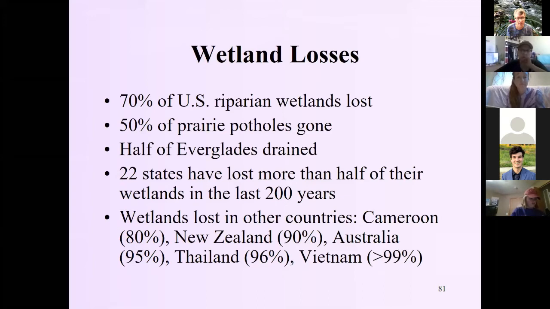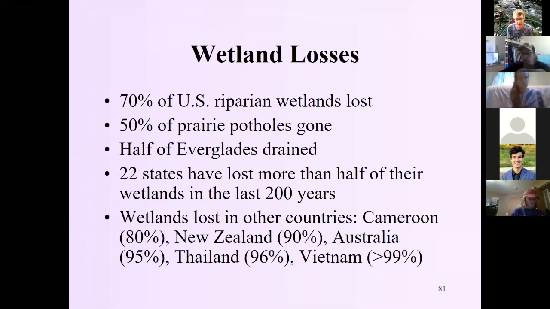But now that's been reversed and it's in court, so we'll see what happens with that. The United States is not alone. Many wetlands have been lost in other countries. So Cameroon in Africa, 80%, New Zealand, 90%, Australia, 95%, Thailand, 96%, Vietnam, more than 99%.